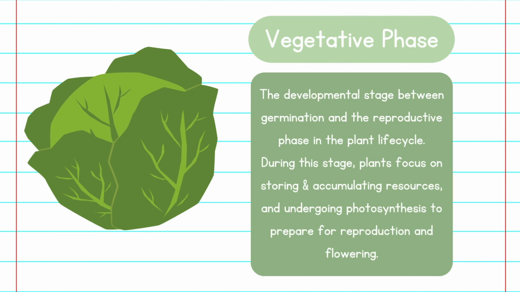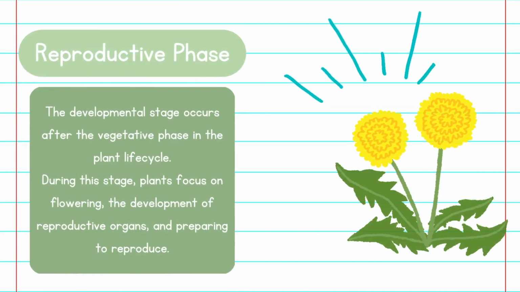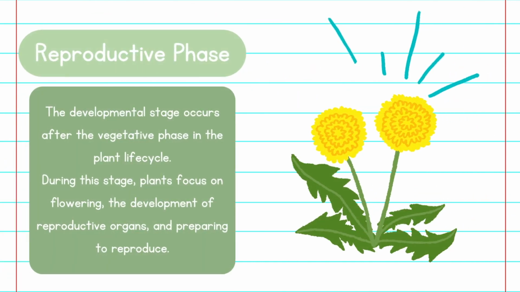In addition to the vegetative phase, plants also have a reproductive phase. This is the developmental stage that occurs after the vegetative phase in a plant's life cycle. During this stage, plants focus on flowering, development of reproductive organs, and preparing to reproduce.